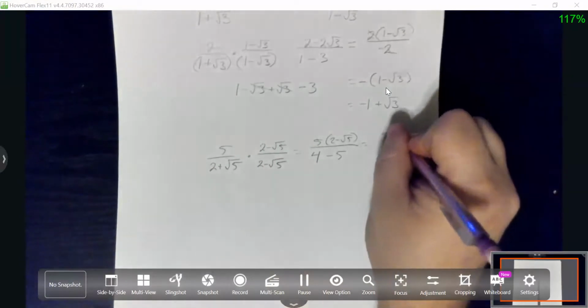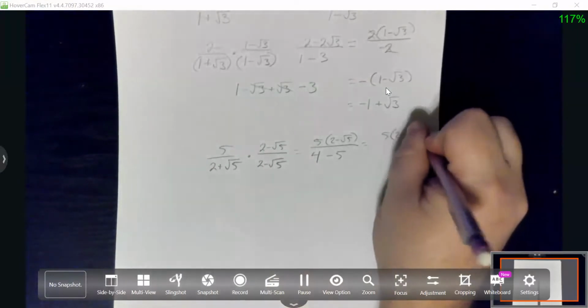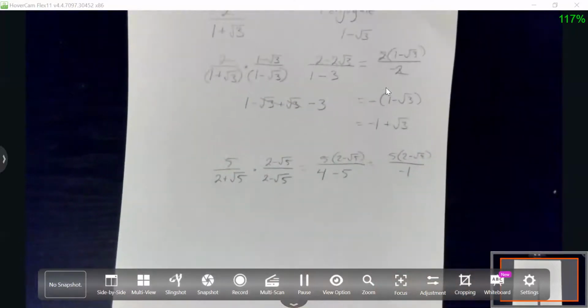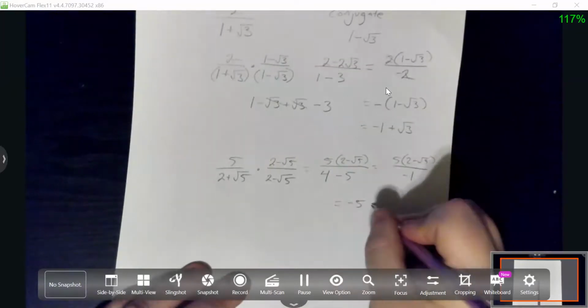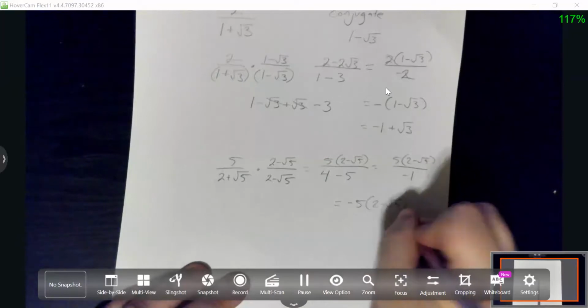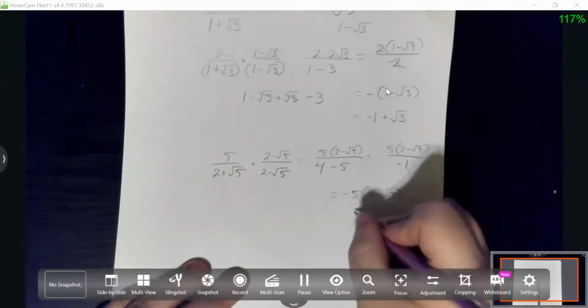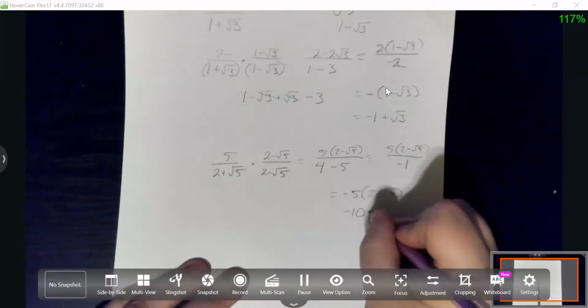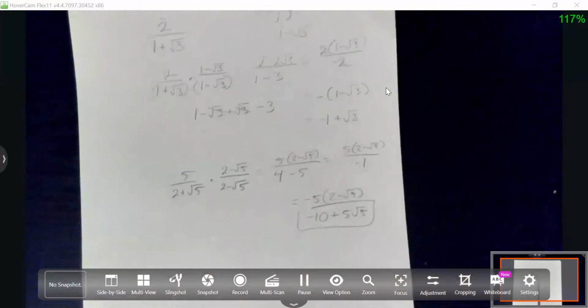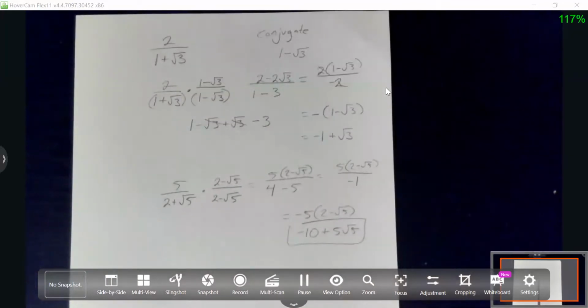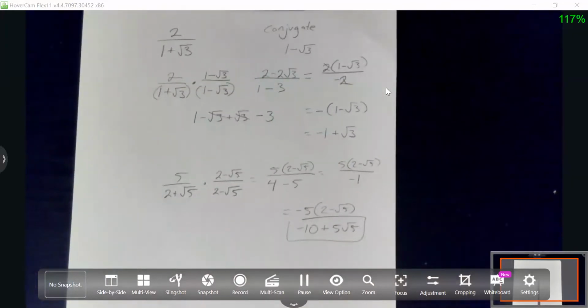So that gives us 5 times 2 minus square root of 5 over, in this case, just negative 1. Divided by negative makes the whole thing negative. So we get negative 5 times 2 minus square root 5, and then we would just simply distribute. So this is negative 10 plus 5 root 5. Now, when you rationalize, you're not going to necessarily cancel out the entire denominator. That's just happened here because of what we did, but it's not always going to work like that.